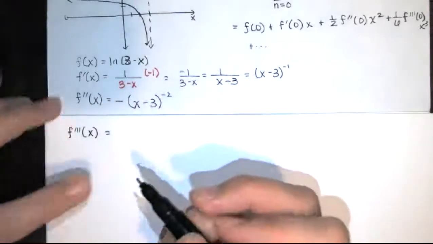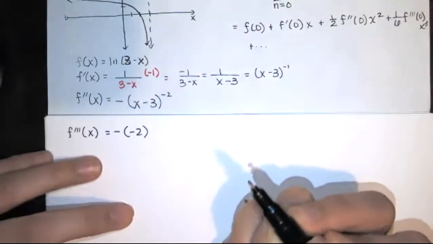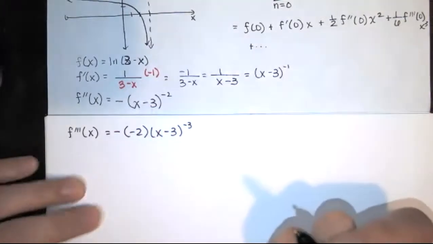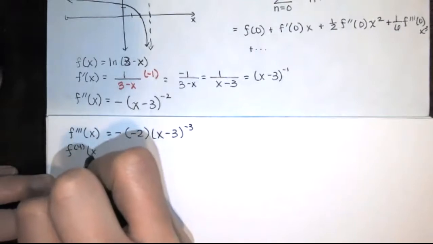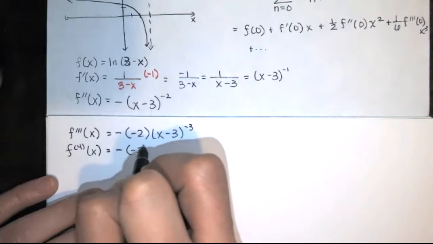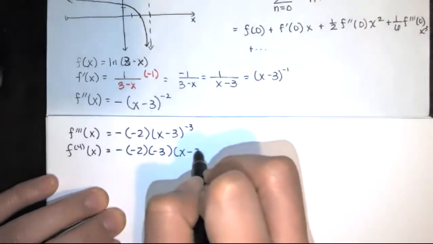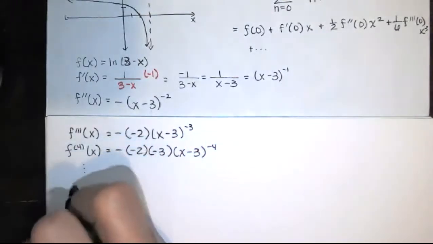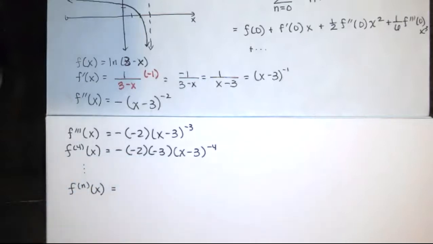And I'm going to leave it factored because I'm looking for a pattern. So then I'll have the third derivative is negative 2 times x minus 3 to the negative 3 times the derivative of the inside, which is 1. And I'm multiplying by the derivative of the inside due to the chain rule. Take the derivative again. We're going to have negative 1 times negative 2 times negative 3. So we're bringing the power down, multiplying by our expression to the 1 less power, and so on. And then we're looking for a pattern for the nth derivative evaluated at x.